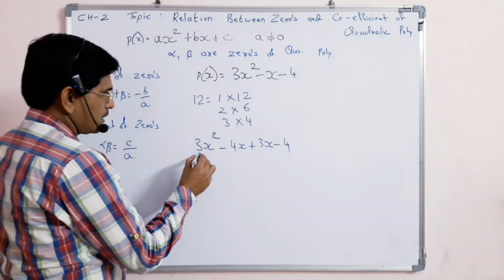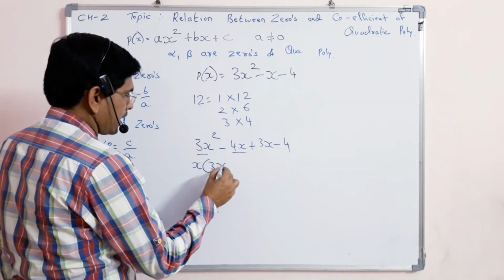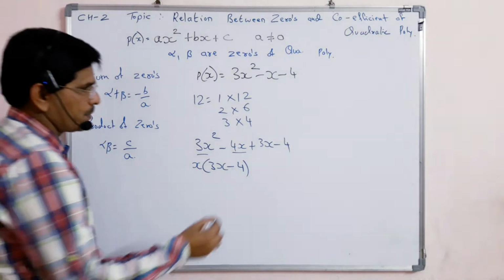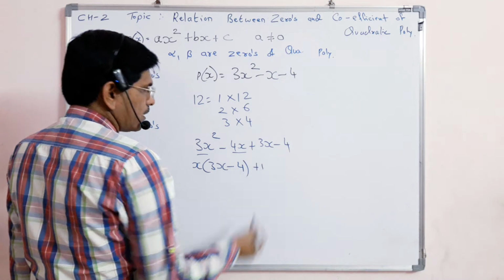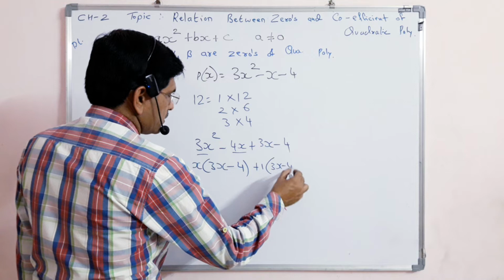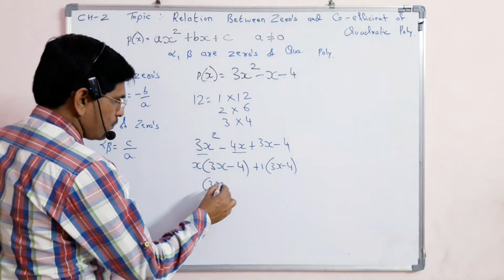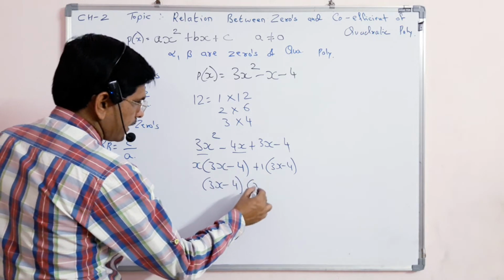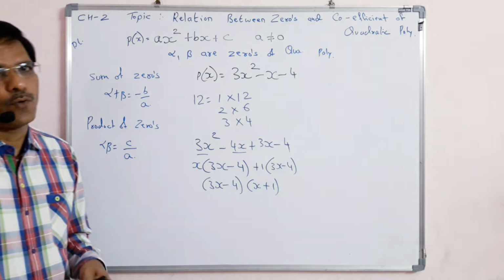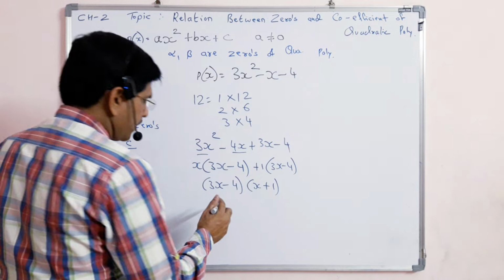Now the common factor between these two is x. So in bracket I have to write 3x minus 4, plus 1 I have to make common outside. So in bracket I have to write 3x minus 4. So 3x minus 4 and x plus 1 are the two factors of our quadratic polynomial. Now I have to find the zeros.